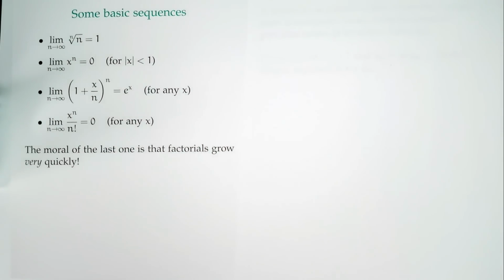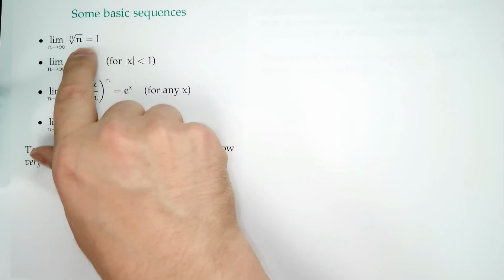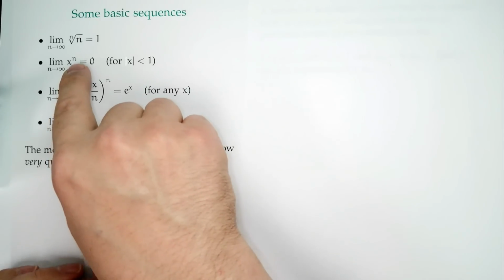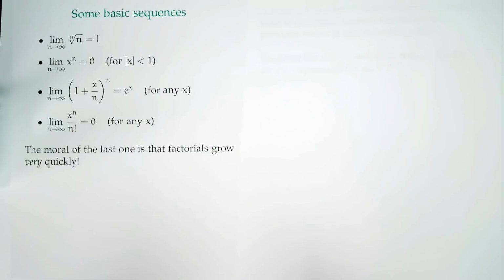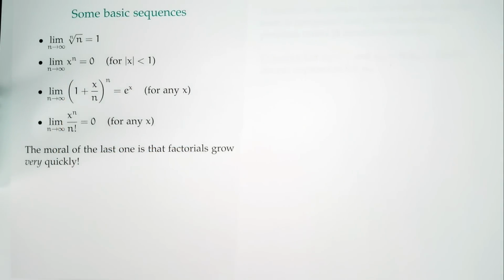So here's a few things that you should know. These are going to be very useful. First off, the nth root of n goes to 1 as n goes to infinity. If I have x raised to the nth power, and if x is small, between -1 and +1, then if I multiply it by itself many, many times, eventually I'll get to 0. Now if it's big, it's going to blow up. And of course, if it's exactly 1, it does boring stuff.